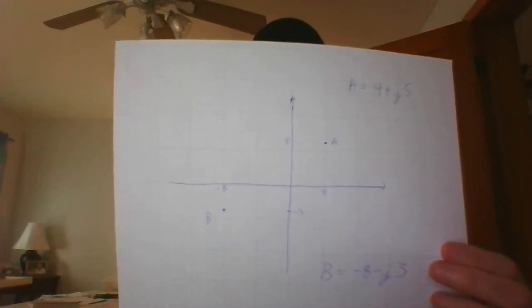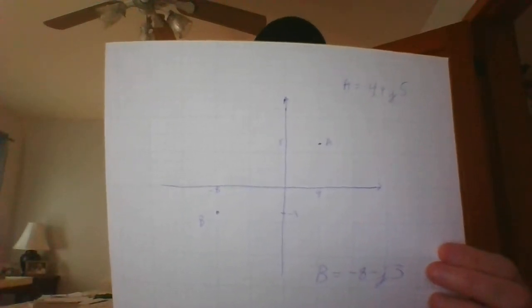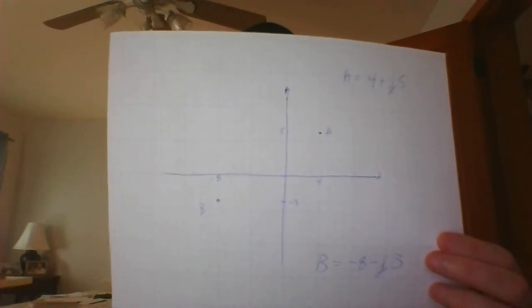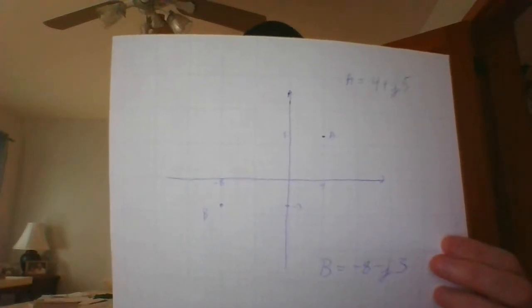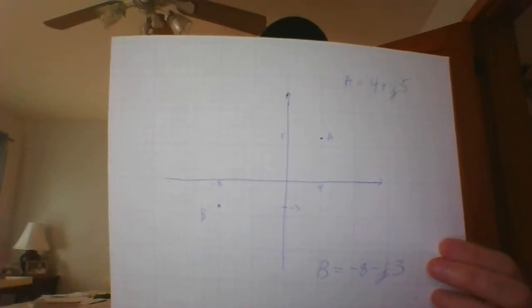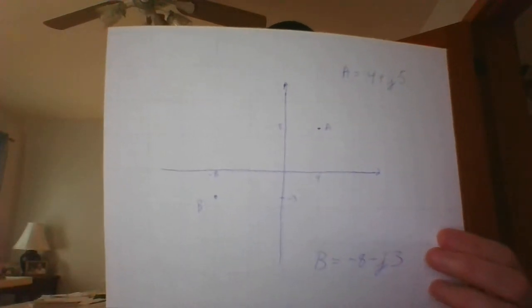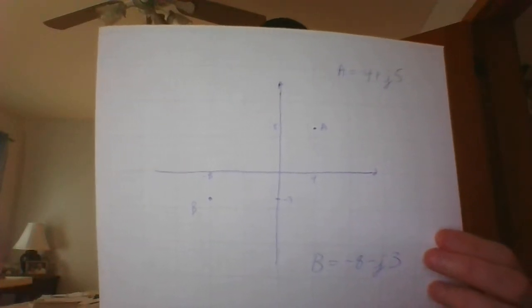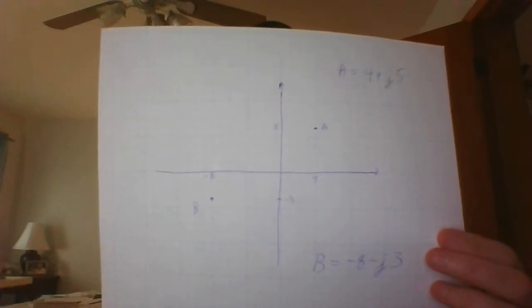The X and Y values for point A are positive 4, positive 5, and the X and Y values for B are negative 8 and negative 3. So you can see here, I've written two equations: A equals 4 plus J5, and B equals minus 8 minus J3. Those are rectangular forms. Rectangular form is simply the X and Y point for the particular value you're putting on the XY plot.